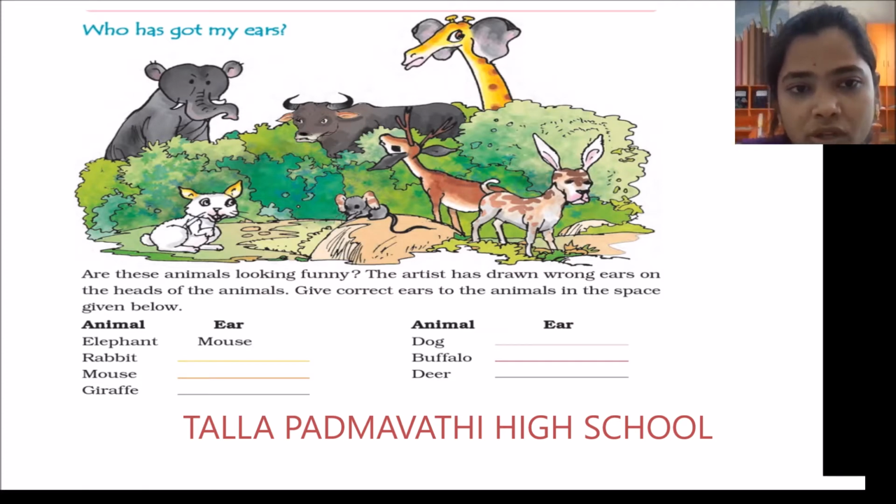Next, mouse. Go near to the mouse, and the mouse is having some striped ears. So these striped ears belong to which animal? Check into the surroundings here. Yes, you are absolutely right. It is the dog. Next, giraffe. So go to the giraffe. Yes, the giraffe is having the ears of the elephant. So you need to write here as elephant.